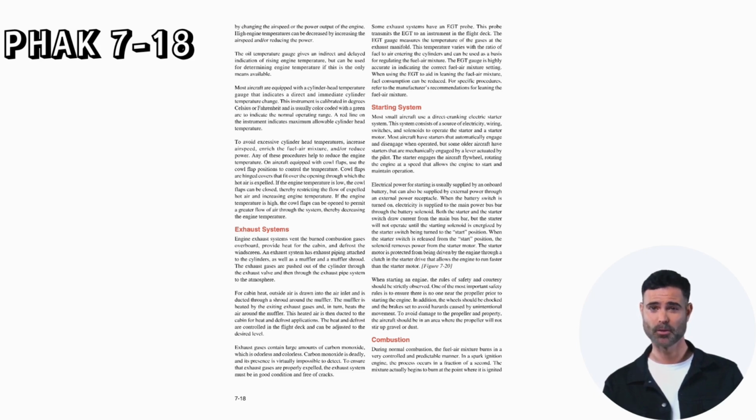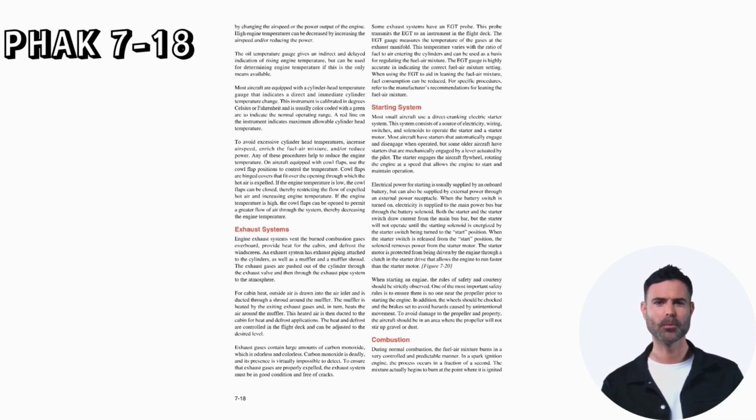Most aircraft are equipped with a cylinder head temperature gauge that indicates a direct and immediate cylinder temperature change. This instrument is calibrated in degrees Celsius or Fahrenheit and is usually color-coded with a green arc to indicate the normal operating range. A red line on the instrument indicates maximum allowable cylinder head temperature. To avoid excessive cylinder head temperatures, increase airspeed, enrich the fuel-air mixture, and/or reduce power. Any of these procedures help to reduce the engine temperature.